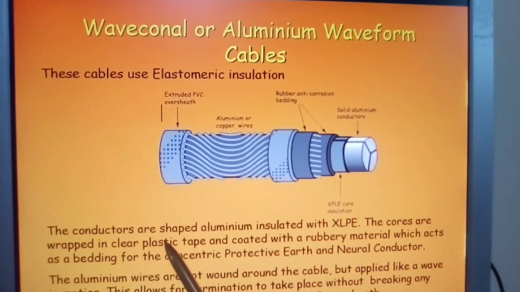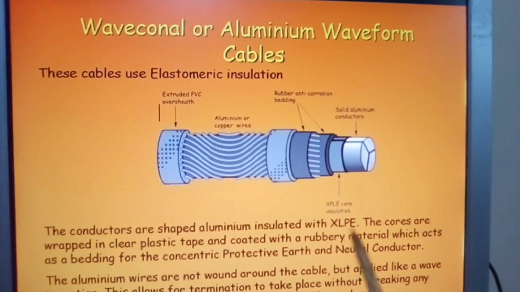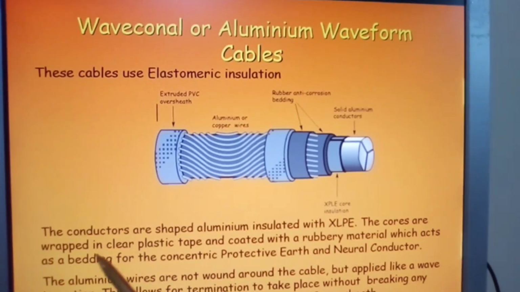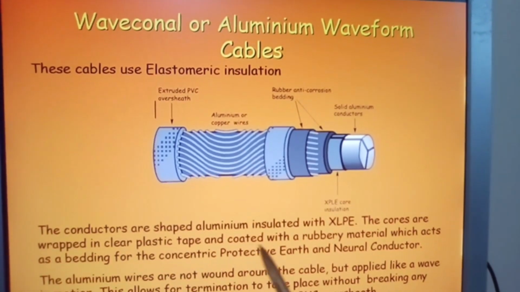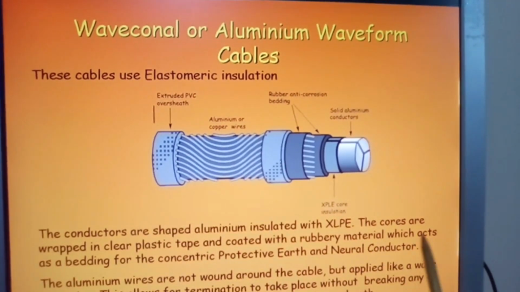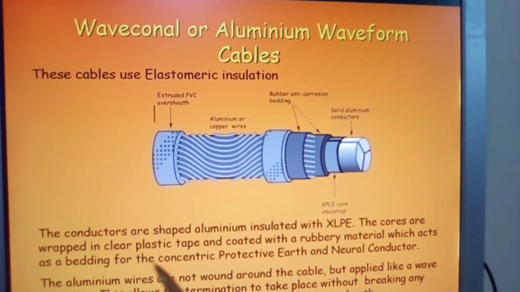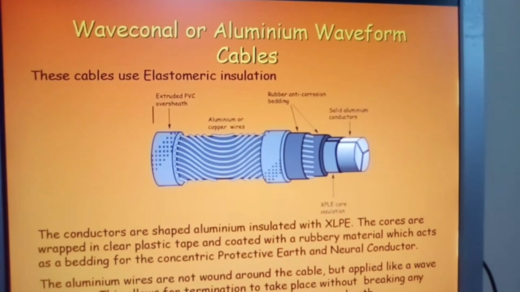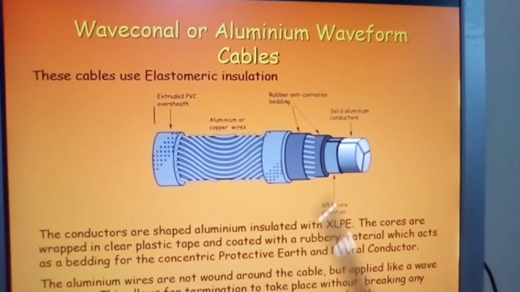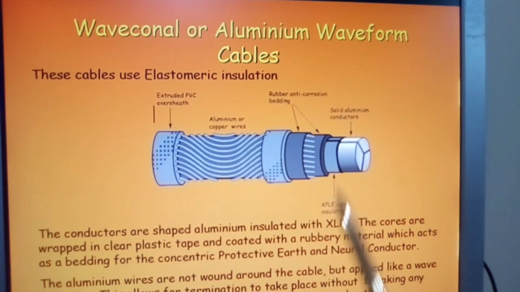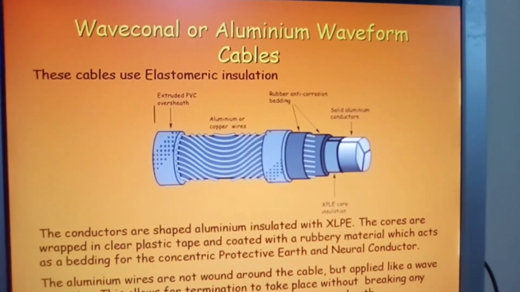Now the conductors are shaped aluminium insulated with XLPE. The cores are wrapped in clear plastic tape and coated with a rubbery material which acts as a bedding for the concentric protective earth. So what would happen here, you'd use the external cabling as your earth rather than any of the conductors. So you have 3 conductors plus the external sheathing, which would be your earth. So the external sheathing can act as your 4th cable if you like, but for earthing purposes only, no other purpose.